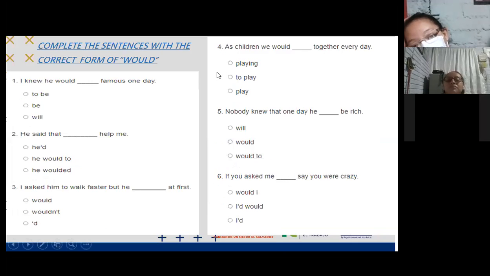Vamos con la parte del would. En este caso, pues el would es un auxiliar. Y vamos a tratar de responderlo together. So for that reason, we start with the first one. He knew he would, will, be, or to be famous.